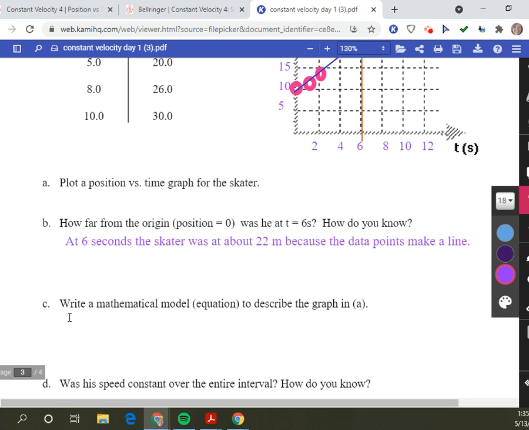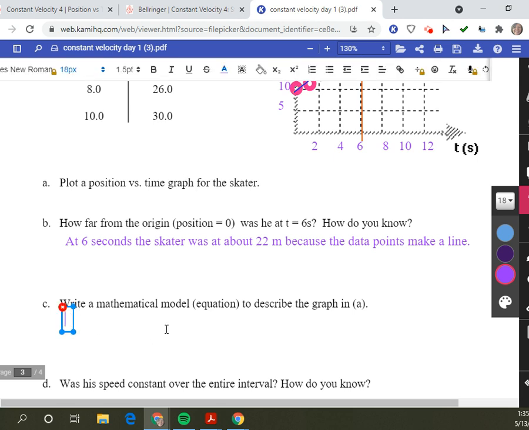Write a mathematical model, an equation to describe the graph in A. Okay, so what is the equation of a line? You guys know this. I know you do. It's somewhere in there. I'll help you out. It starts like this. Y equals, anybody? Mx plus b. Never thought you'd see that again, did ya? It's all right. We'll survive.